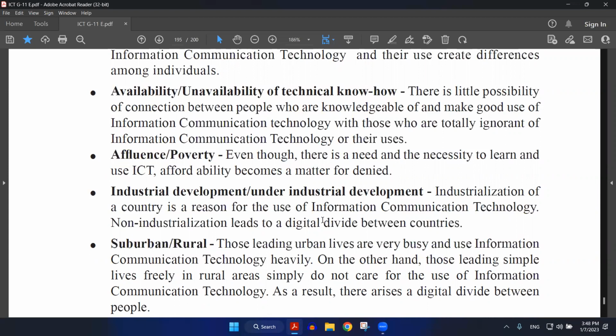Industrial development: industrially developed areas are the places which gain a lot of technology around them. ICT is one of those. So because of that, people who are around that will be able to experience it, and people who are not are not given the chance to use it.